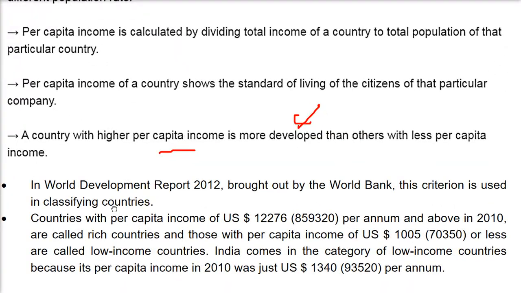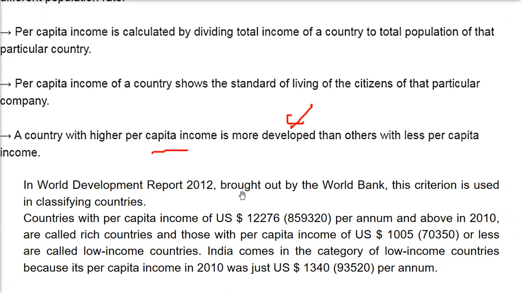So there is a report, the World Development Report 2012, brought out by the World Bank. This criteria, the per capita income, is used in classifying the countries. So the countries with per capita income of US dollar 12,276. One dollar is around 70 rupees right now, so if you multiply by 70, it will come to around 8,59,000. So 8.6 lakhs, you can understand.